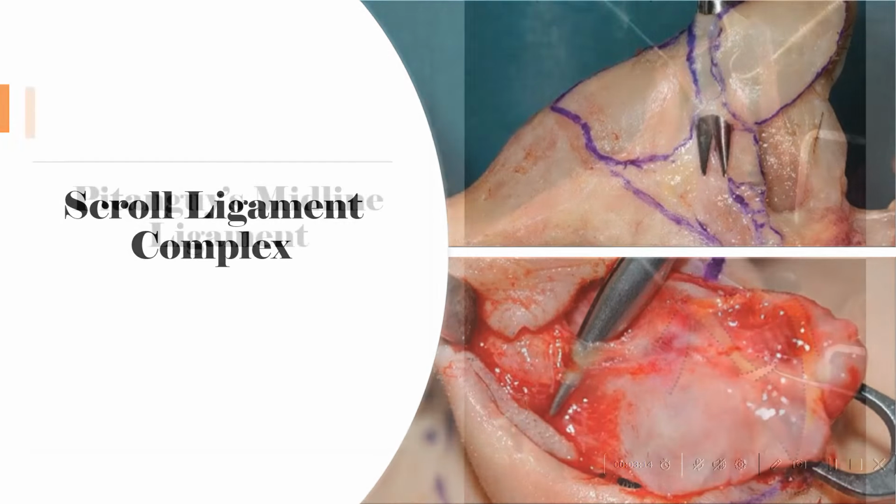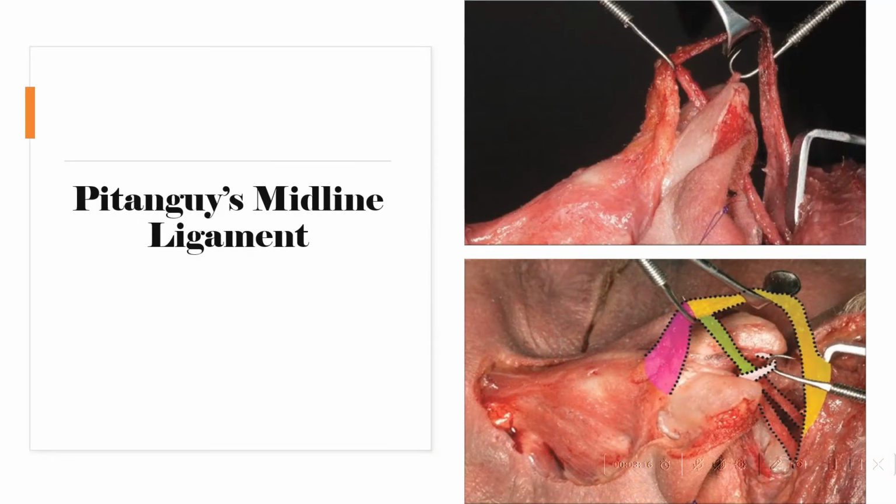Pitanguy's midline ligament. Pitanguy described a ligament originating on the undersurface of the dermis and running tangentially down to and in between the alar cartilages. He reported a connection between this ligament and the depressor septi nasi, DSN, which was later confirmed by de Souza Pinto.